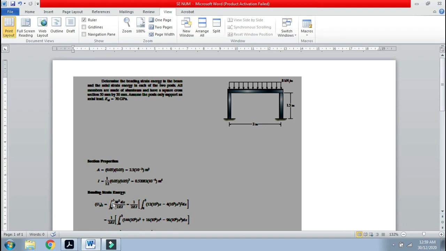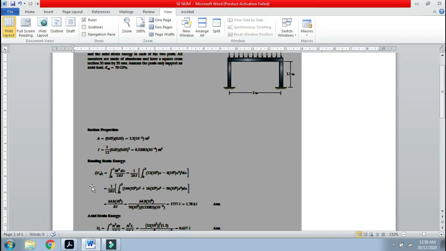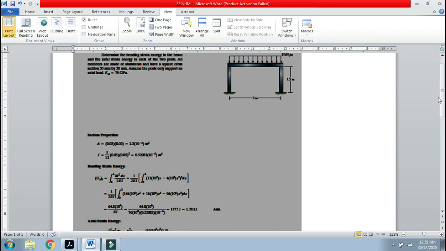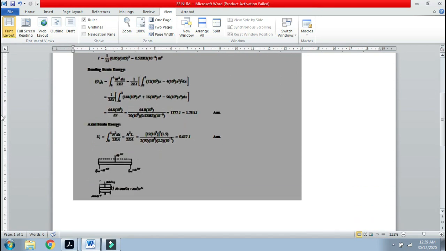Now you apply the bending strain energy. When we apply the bending strain energy, we get integral 0 to L of M square dx over 2 EI. Okay, so what we do is basically we are interested in this M square, and for this M square we can do two things. He's asking for the bending strain energy in the beam and the axial strain energy in the two posts.